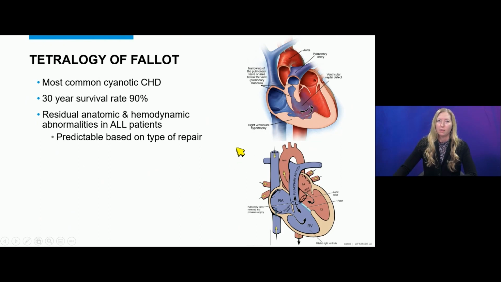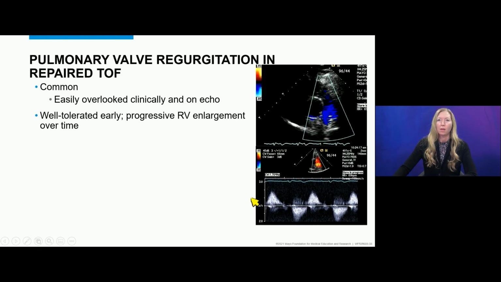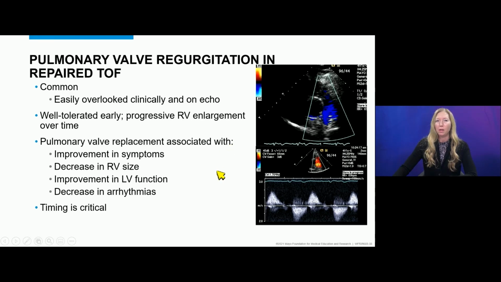This chronic severe pulmonary valve regurgitation leads to right ventricular volume overload, and we really need to be following these patients. The pulmonary valve regurgitation I've already mentioned is easily overlooked both clinically and on echo. Patients will tolerate it well, but develop progressive right heart enlargement. And we know that if we can intervene with pulmonary valve replacement, their symptoms will improve, their right heart will get smaller, they'll have fewer arrhythmias and improvement in LV function.